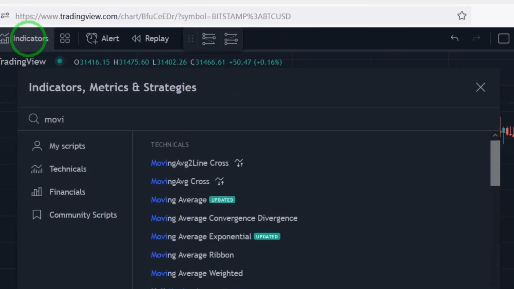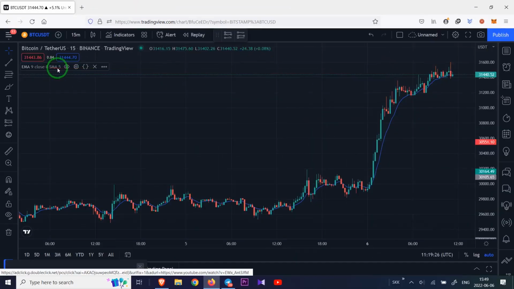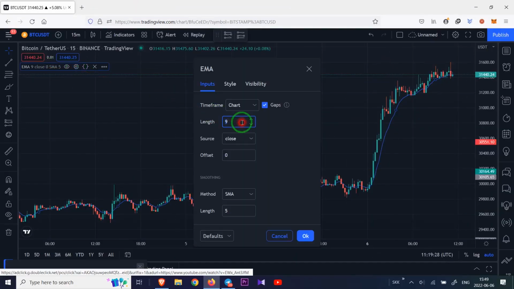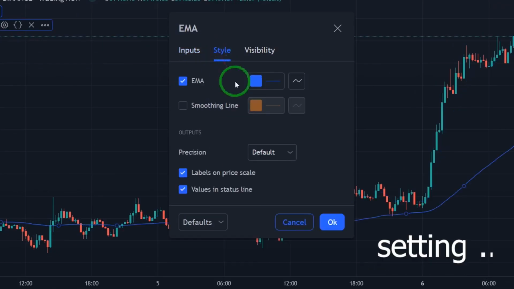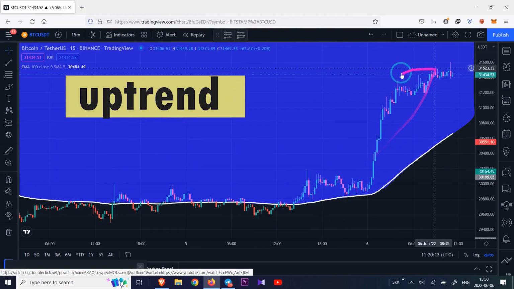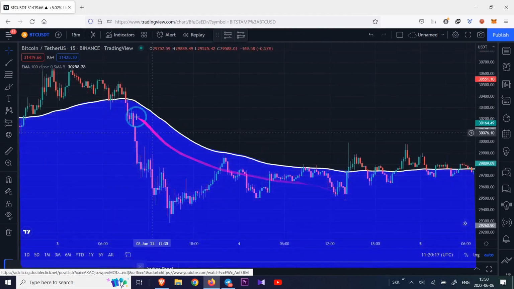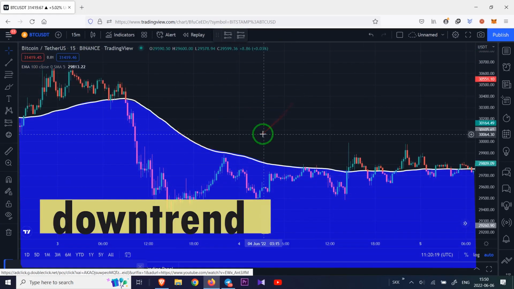To do this, we add an exponential moving average to the chart. From the settings of this indicator, we set the input number to 100 and change its color to white to see better. When the price is above the moving average, we say that it is an uptrend. And when the price is below the moving average, we say it is a downtrend.